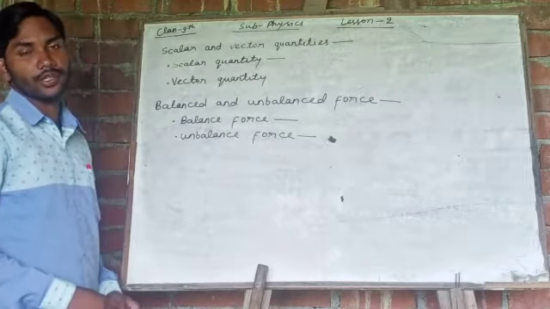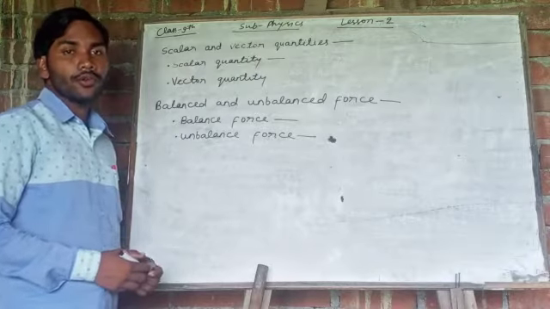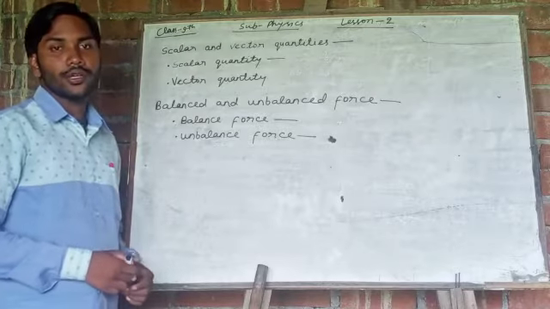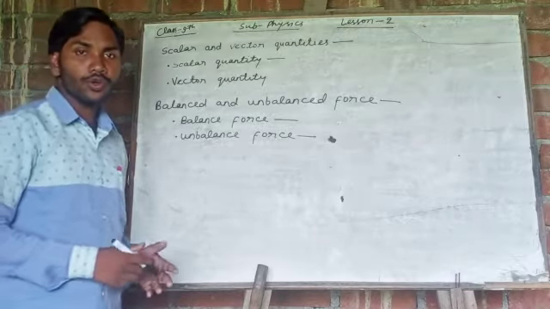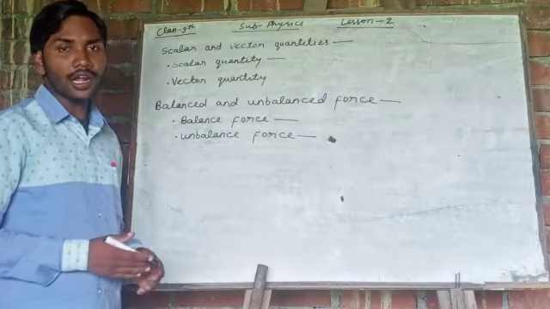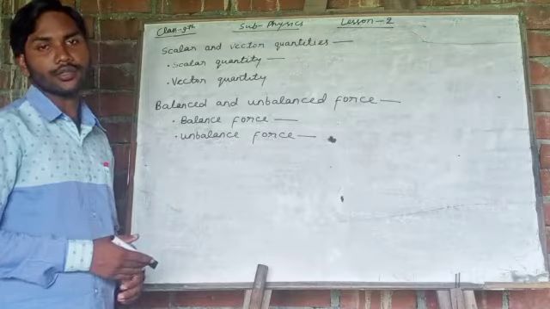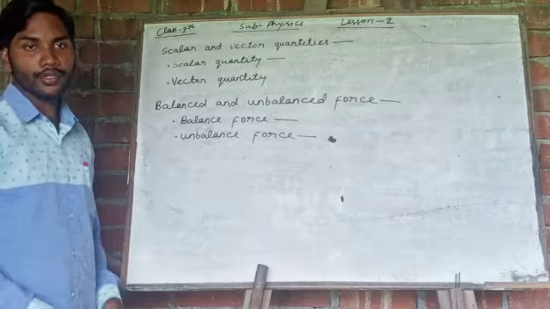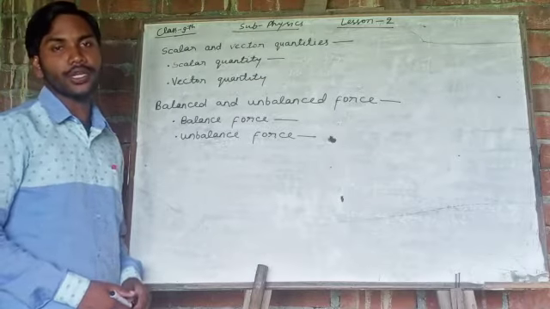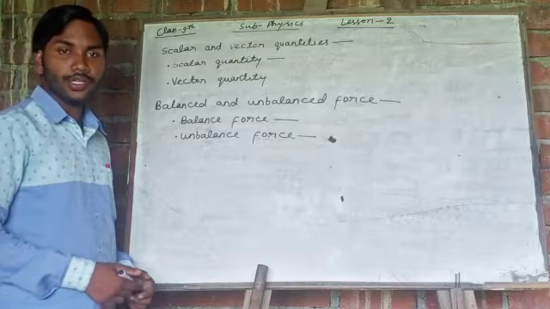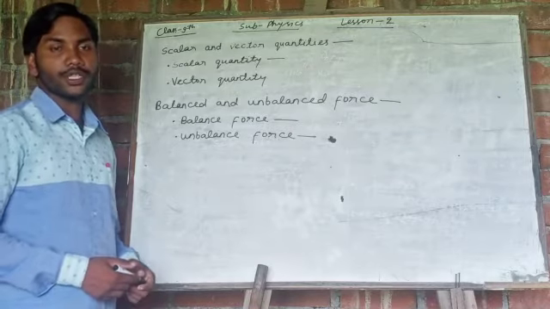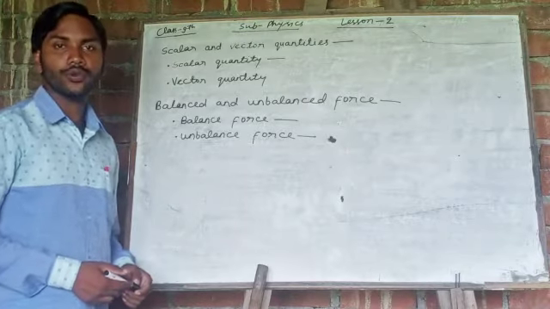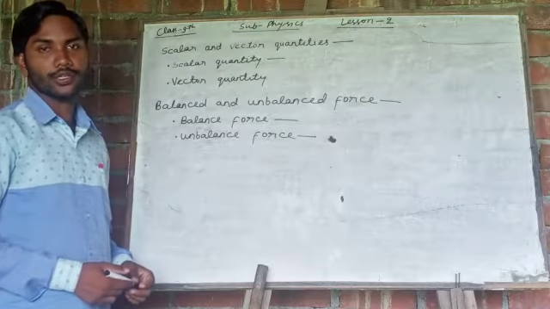So what is scalar quantity? The quantity which has only magnitude is called scalar quantity. So to represent scalar quantity, it is not required to know the direction. It only possesses magnitude. For example, distance, speed, all these are scalar quantity. To represent distance, we need not to know the direction. So distance is a scalar quantity.